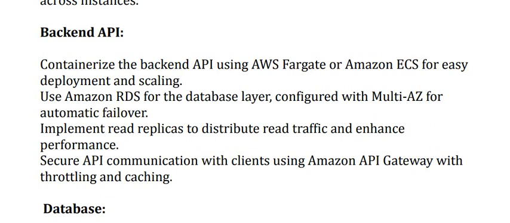Then the back-end API. Containerize the back-end API using AWS Fargate or Amazon ECS for easy deployment and scaling. Use Amazon RDS for the database layer configured with multi-AZ for automatic failover. Implement read replicas to distribute read traffic and enhance performance. Secure API communication with clients using Amazon API Gateway with throttling and caching.